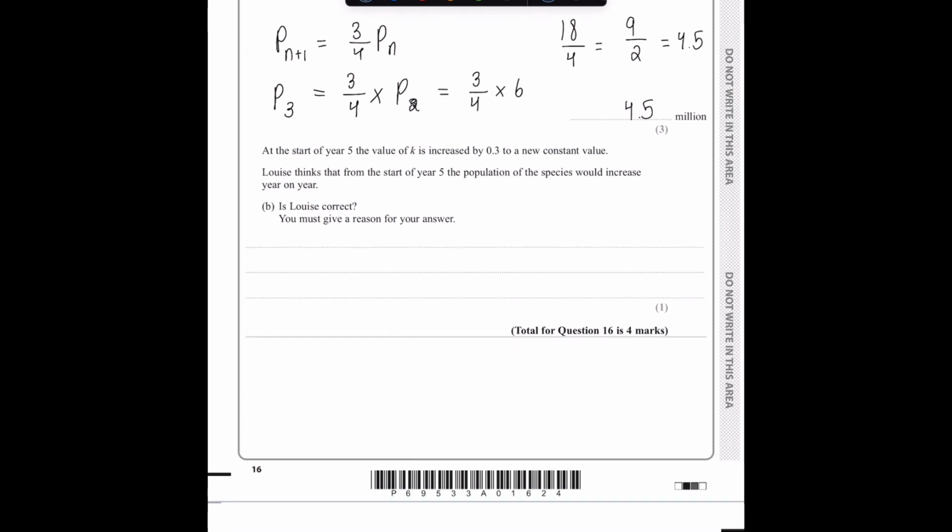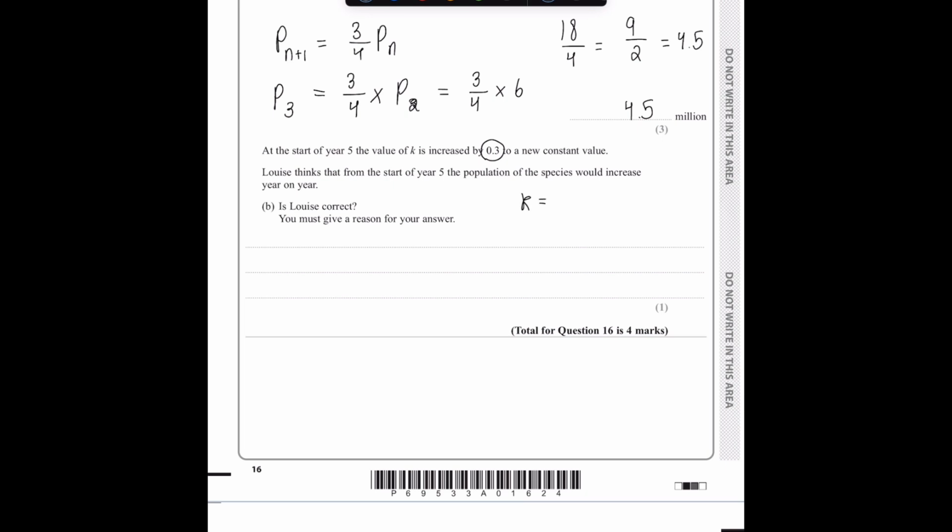Now moving on to part B now, at the start of year 5, the value of k increases by 0.3 to a new constant value. Louise thinks that from the start of year 5, the population of the species would increase year on year. So let's see if this is right.